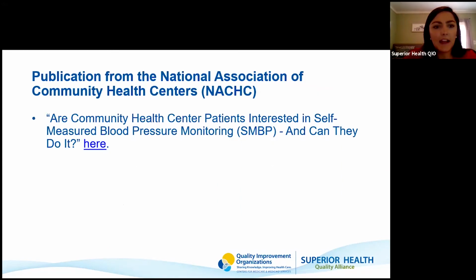And then this is something that I actually haven't had as much time to digest because I just got it today. It is the publication from the National Association of Community Health Centers, and it looks at whether community health center patients are interested in self-measured blood pressure monitoring, and whether they can do it. This is a brand new report. I wanted to include it so you had access to all of the latest and greatest. I highly suggest checking this out and seeing what their findings were.